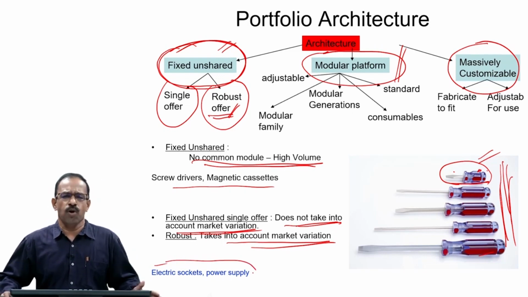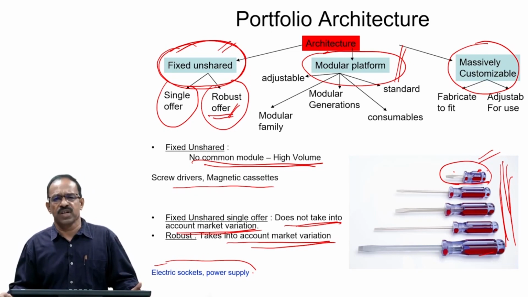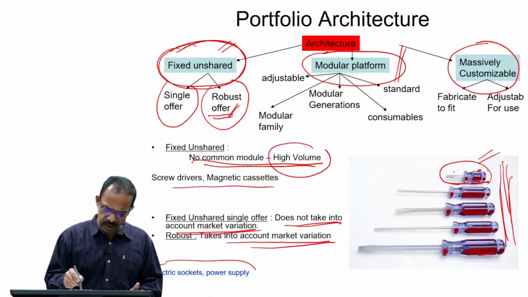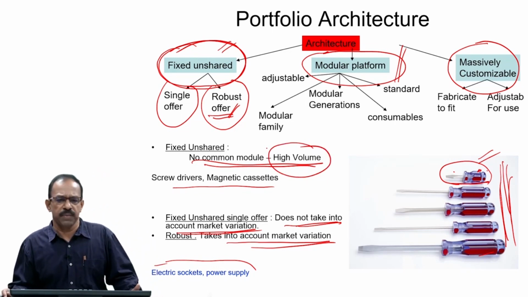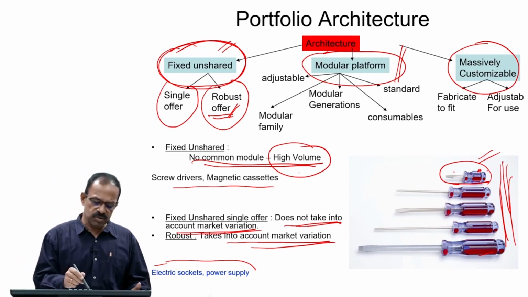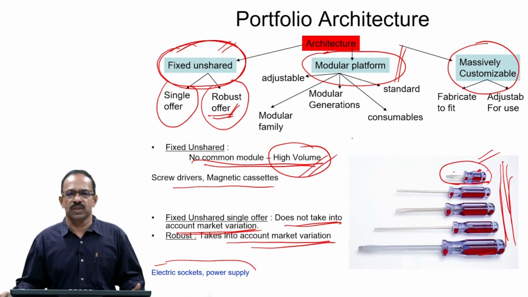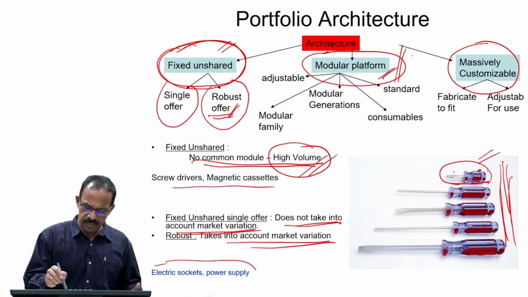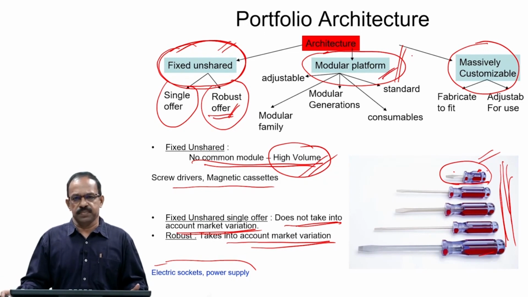So, this is not a very commonly used architecture. The fixed unshared is very rarely used. When there is a high volume requirement for a product, then they can go for a fixed unshared architecture, because that is cost effective, the cost and revenue match in this case, and you can make good profit. But when the volume is very small or not worth going for a fixed unshared architecture, then we need to go for the modular architecture.